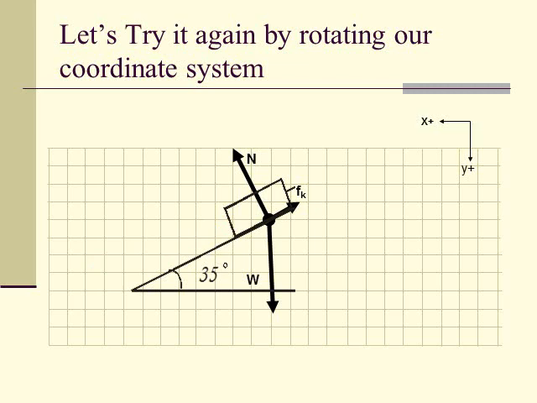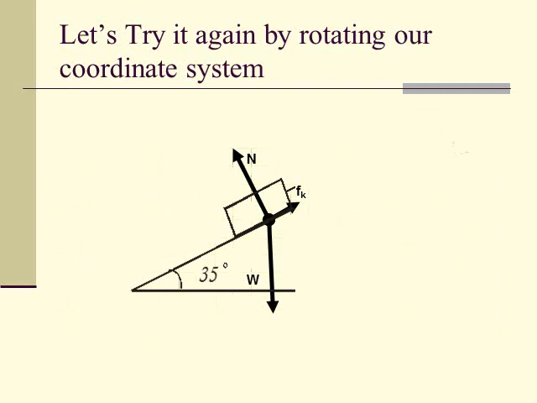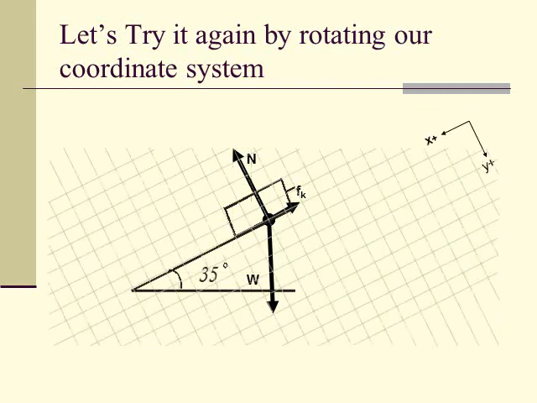So that's not very helpful. It's just too many diagonals, right? So the simple way you can solve this is by simply rotating your coordinate system, so that instead of looking at it so that this way is horizontal, let's make horizontal be along the surface of the ramp. Vertical is now perpendicular to the ramp.